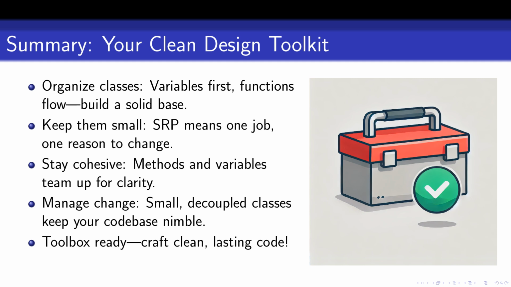To wrap it up, let's summarize our clean design toolkit. Organize classes with variables first and a logical function flow to build a solid base. Keep classes small with SRP, giving each one job and one reason to change. Stay cohesive so methods and variables team up for clarity. Manage change with small, decoupled classes to keep your codebase nimble. With this toolbox, you're ready to craft clean, lasting code that stands the test of time.